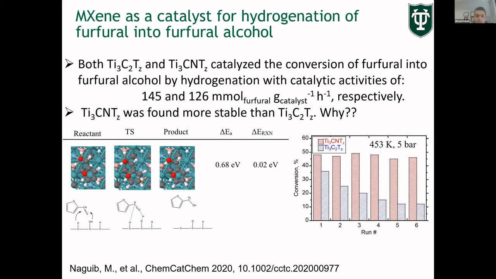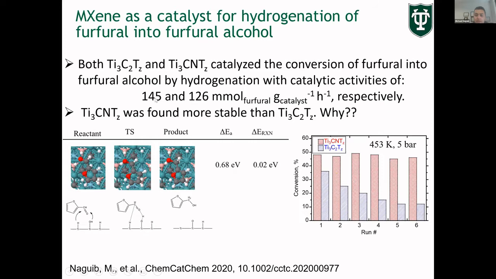This was in collaboration with a group from Milan University, Alberto Villa, and the calculations were done by Matt Neurock from University of Minnesota. I'm not going to talk about details here, but I want to pick something related to intercalation. You see, when you compare titanium-3C2 and titanium-3CN, both have catalytic activity of more than 100 millimole furfural per gram catalyst per hour, which is decent activity for a titanium-based catalyst for furfural. They usually don't have good catalytic activity. This is about an order of magnitude higher than what you get for titanium oxide, for example.